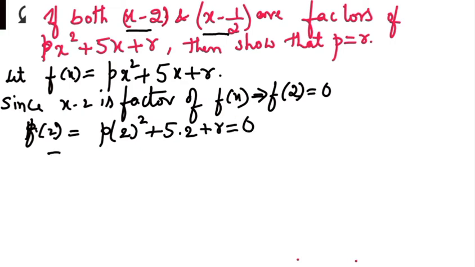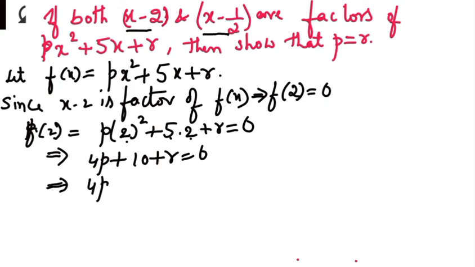And simplify this. You will get 2 square is nothing but 4. 4 into p, 4p, plus 5 twos are 10, plus r is equal to 0. Make this an equation. That means we get 4p plus r is equal to, plus 10 moves to the right side, then we get minus 10.